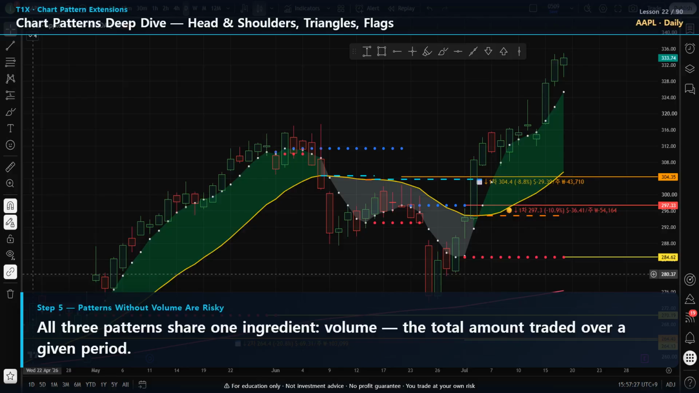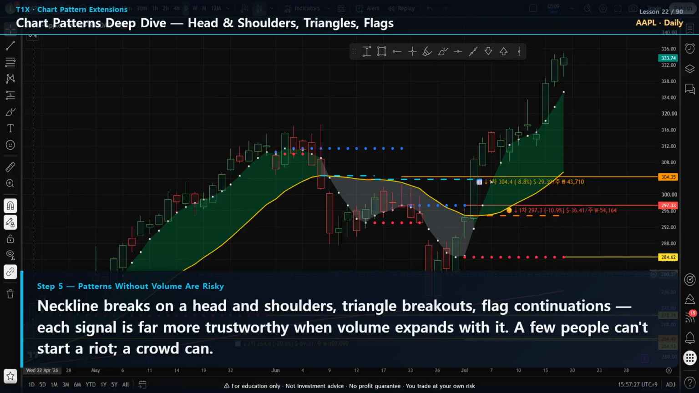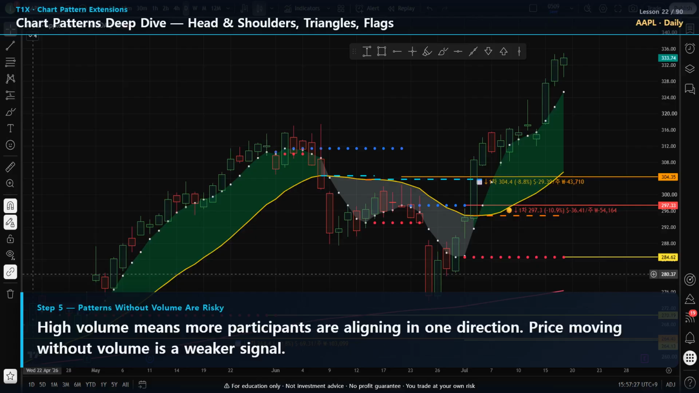All 3 patterns share one ingredient: volume, the total amount traded over a given period. Neckline breaks on a head and shoulders, triangle breakouts, flag continuations, each signal is far more trustworthy when volume expands with it. A few people can't start a riot. A crowd can. High volume means more participants are aligning in one direction. Price moving without volume is a weaker signal.